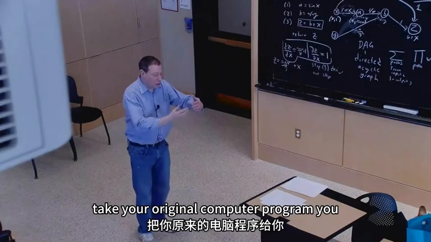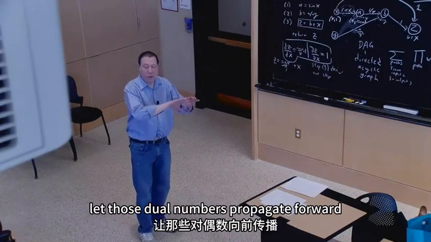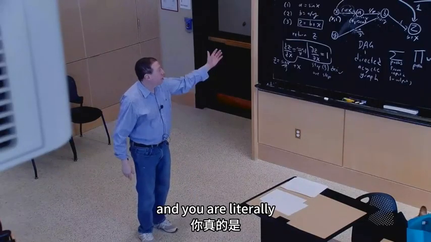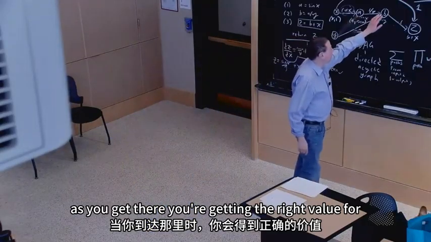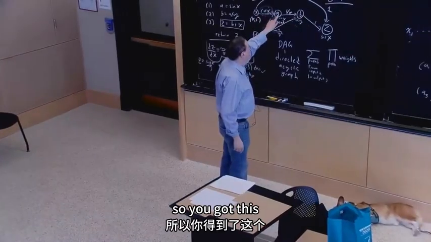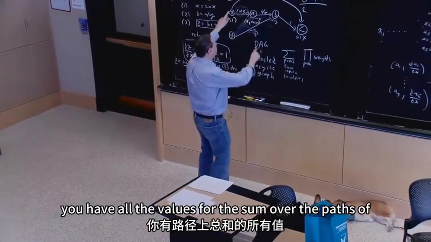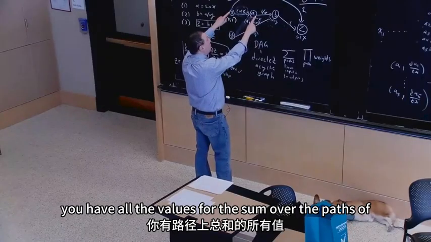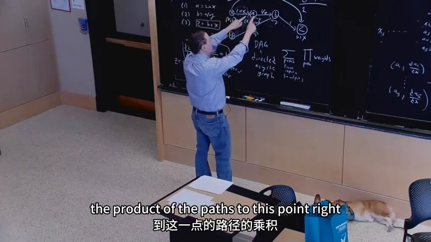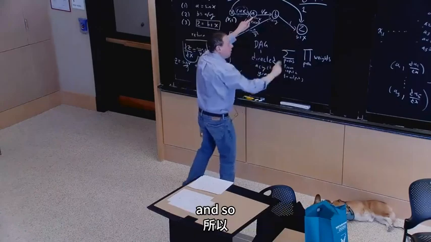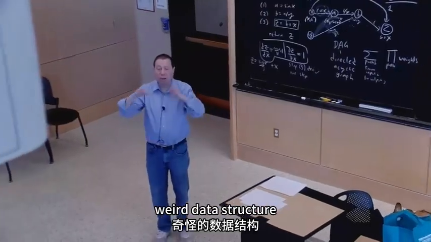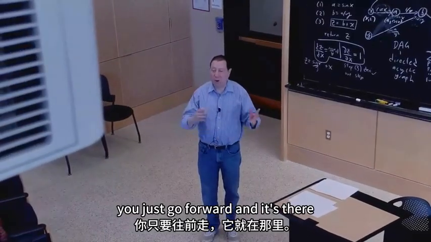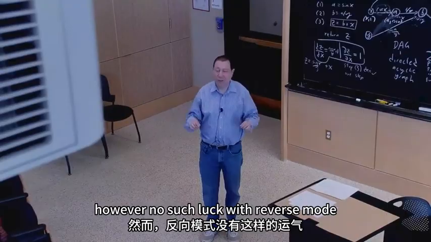You take your original computer program, you let those dual numbers propagate forward, and as you get there, you're getting the right value. You have all the values for the sum over the paths of the product of the paths to this point. And so you don't need to go crazy to build this as some sort of weird data structure. You just go forward and it's there. However, no such luck with reverse mode.